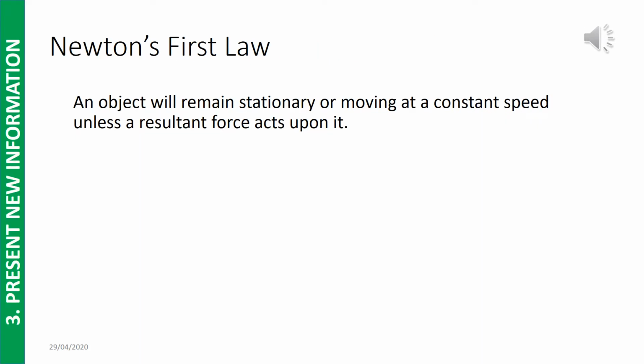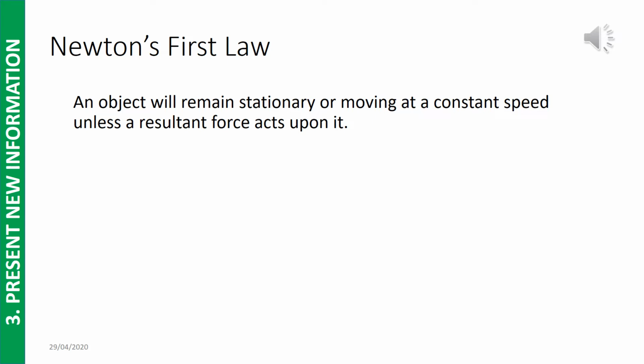So what is Newton's first law? Newton's first law states that an object will remain stationary or moving at a constant speed unless a resultant force acts upon it. That's obvious, really, because if you think about it, think of a drink on the table, or a cup on a table. That cup is not going to move unless it is acted on by another force. It will stay there. And that is the principle behind Newton's first law.